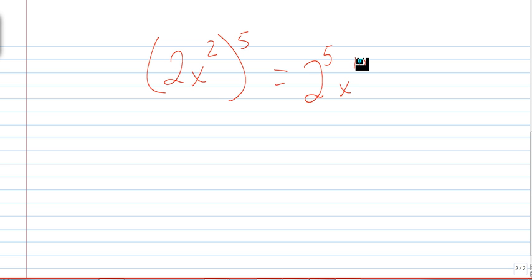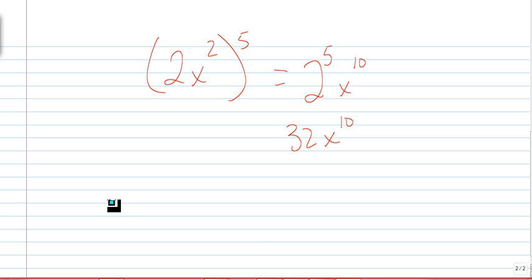And let's go ahead and expand out or simplify further since we can. 2 to the fifth power, remember, that's 2 times 2 times 2 times 2 times 2. You're multiplying five 2's together. So that is 32x to the 10th power. Good job. Now, let's try one that's a little bit more complicated.